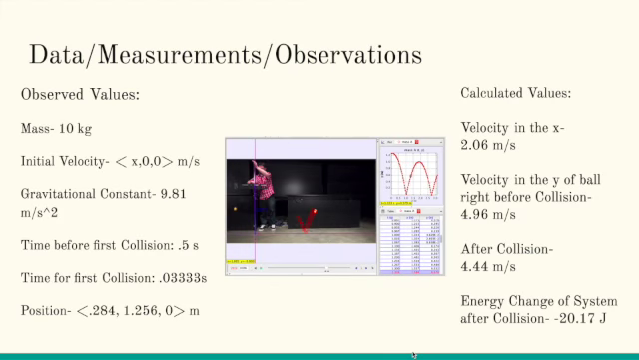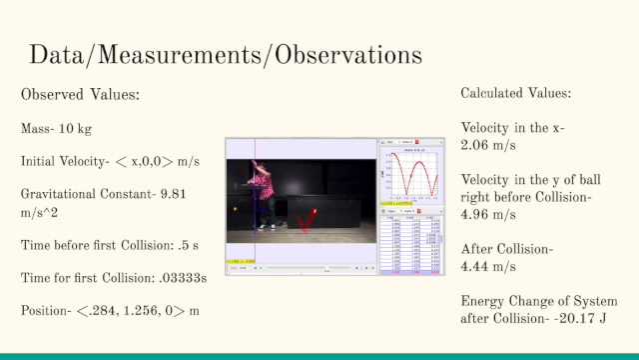Now, for some of the data measurements and observations that we conclude, the mass of the given object, the one that is bouncing away, was 10 kilograms. The initial velocity, at least in the x and z directions, is 0. The gravitational constant in this case is 9.81, because Earth. Time before the first collision is 0.5 seconds, and the time of the first collision is 0.033 seconds. Now, the position in this case, which is measured before, is 0.284 in x and 1.256 meters in y.